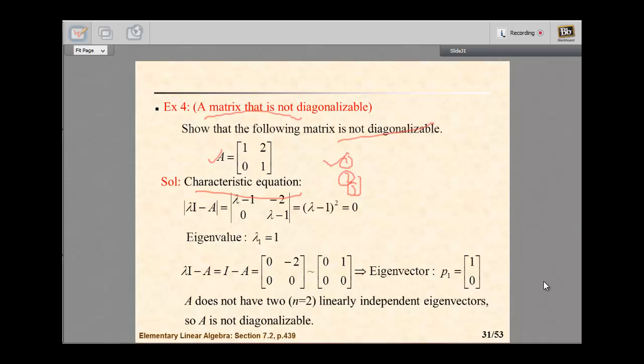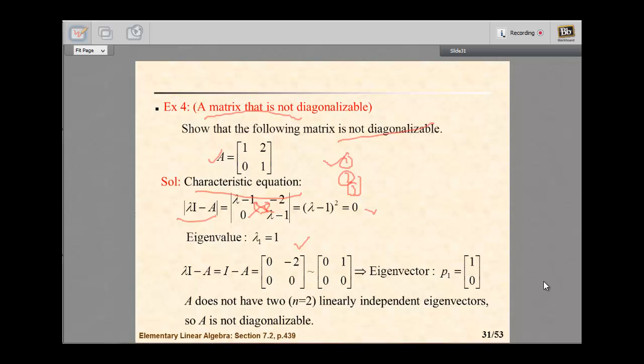The characteristic equation is determinant of lambda I minus A equal to 0. So lambda I minus A we will write in this way: lambda minus 1, minus 2, 0, lambda minus 1. Multiply lambda minus 1 into lambda minus 1, and 0 into minus 2 will be 0. So lambda minus 1 whole square will be equal to 0. So lambda is equal to 1.